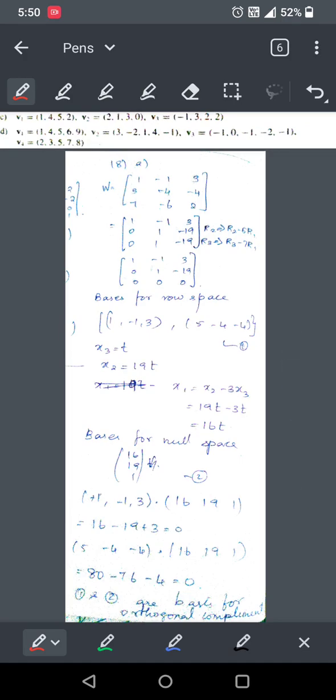So we are going to check whether this basis for row space and the basis for null space are orthogonal to each other. So take dot product for this 1, minus 1, 3 and 16, 9, 1, you will be getting 0. Similarly, for this guy to this guy, you will be getting 0. So with this, what we can conclude is that the basis for row space and the basis for null space are orthogonal complements for each other. Thank you.